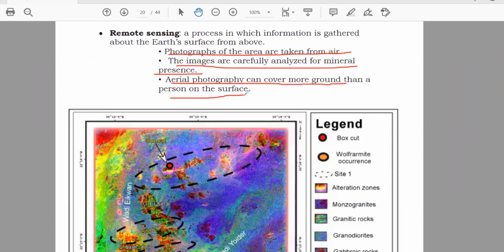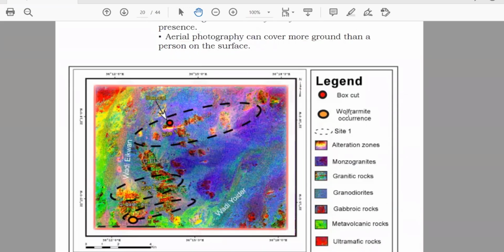They are saying this technique is really good because when you take the picture from above, you can survey more area, instead of sending people to that particular area. Here they have given an example. If you see the diagram carefully, they have site 1 here, then this is site 2, then site 3, like this. So there are chances from here.